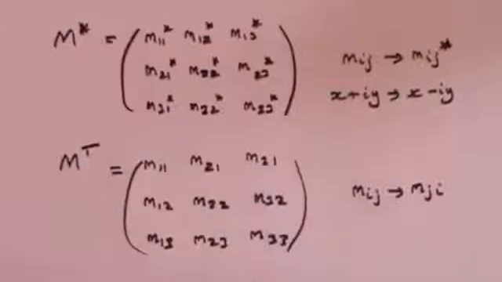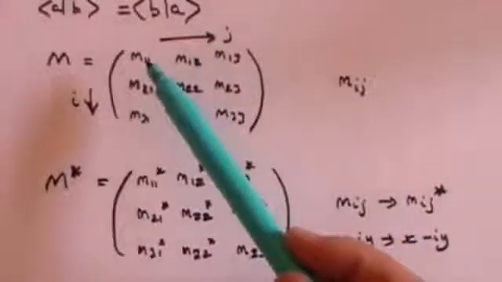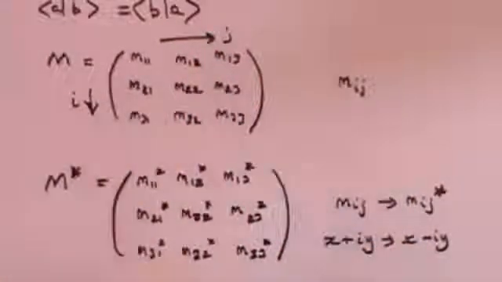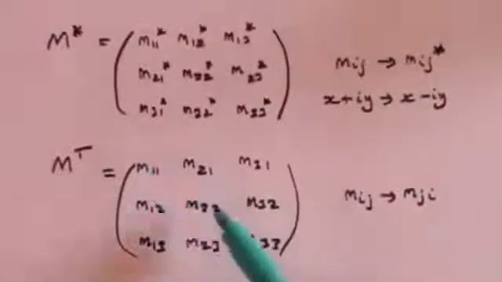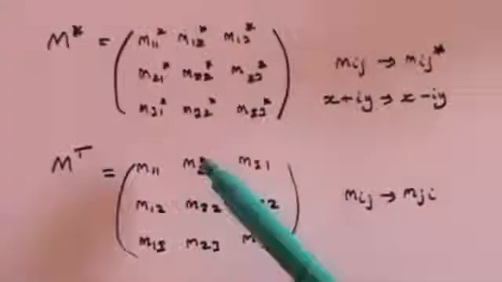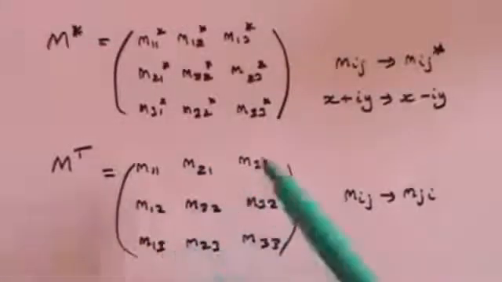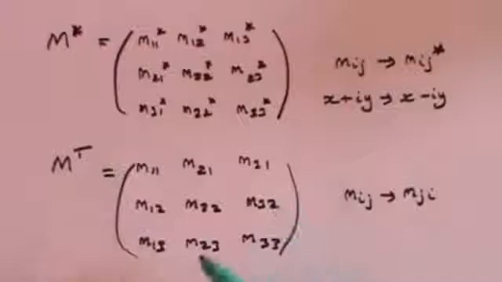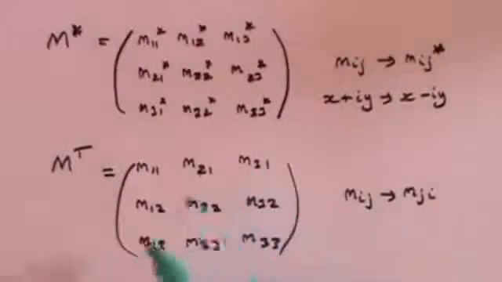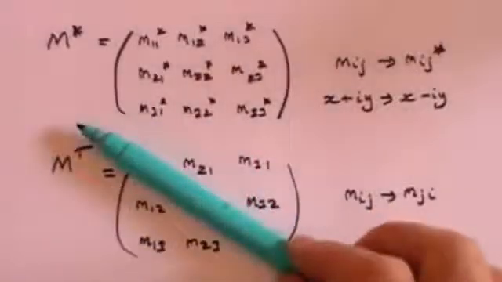You'll notice, however, that the diagonals remain the same. M11, M22, M33, M11, M22, M33. But these two numbers have interchanged. They transpose positions. Those two numbers have transposed. Those two numbers have transposed. It's a kind of mirror image about the diagonal.